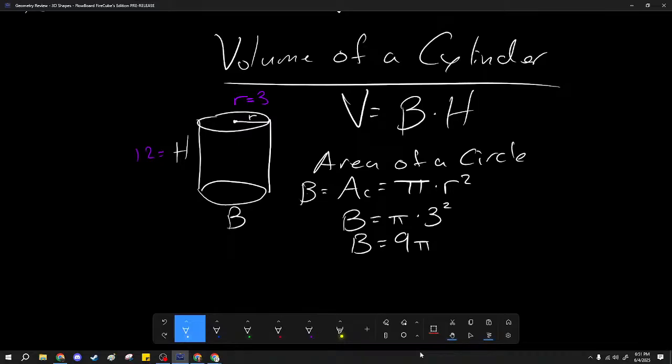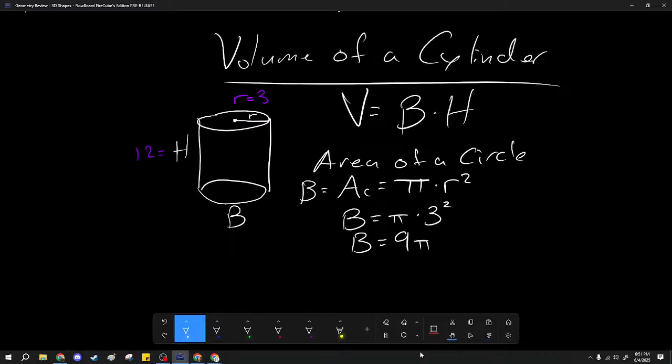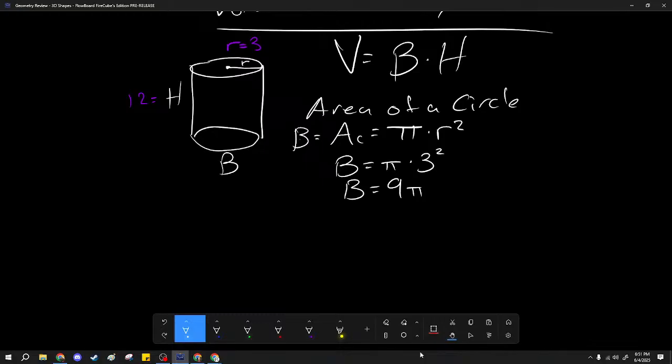We work with pi very often. Actually, we're going to stick with that. We're going to leave pi as is. When you get to this point, when you're finding the area of the base of a cylinder, and you get like 9 pi or a number times pi, leave it. It'll be more accurate when you plug it back into here. So let's go ahead and do that.